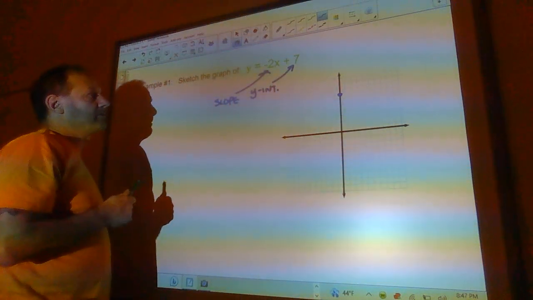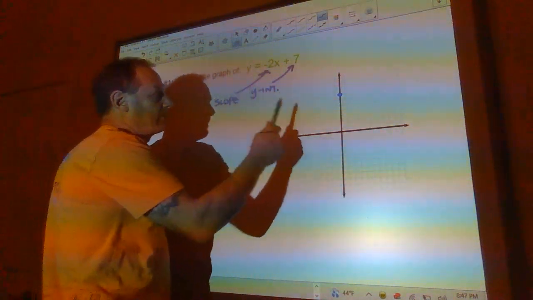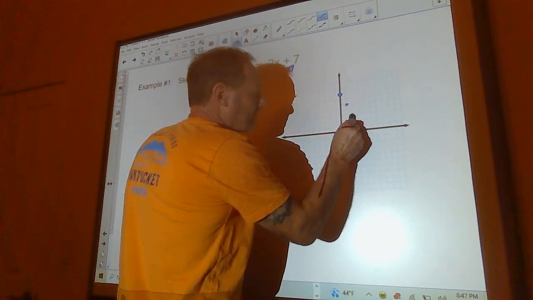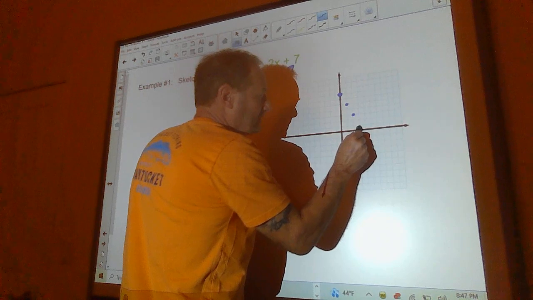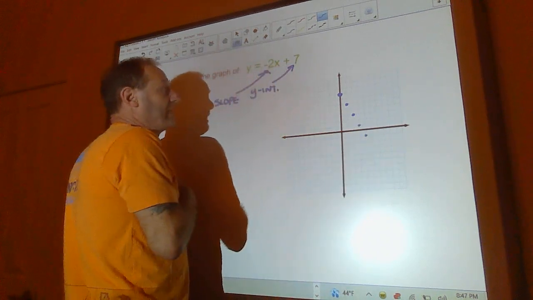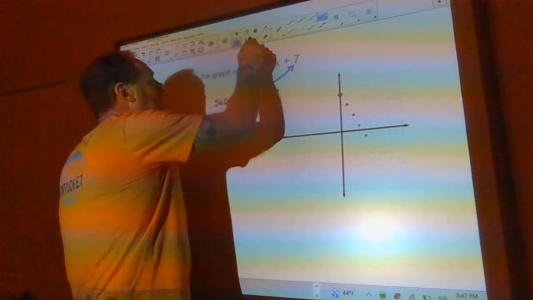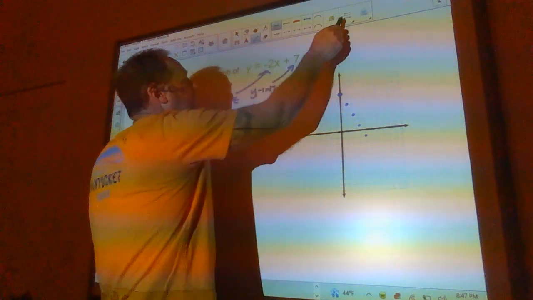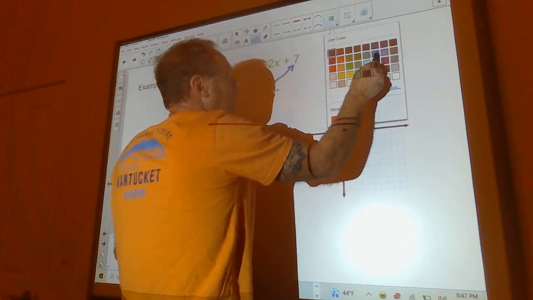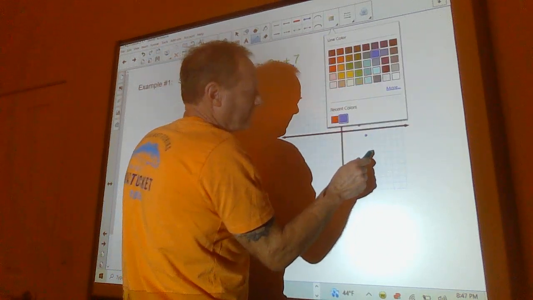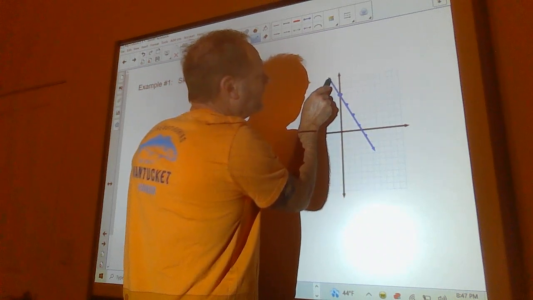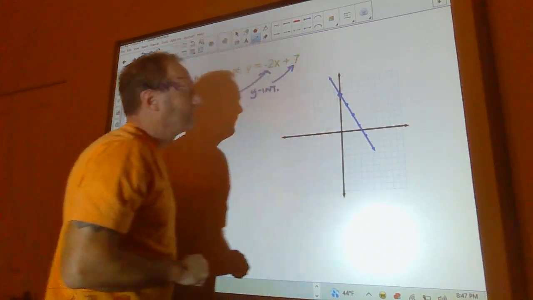My slope is going to be -2, which means I'm going to be going downhill to the right. I'm going to go down 2 and to the right 1. Down 2 and to the right 1. I'm just going to keep doing that. I only really need 2 points, but I always like to have at least 3, though. It helps me draw a better line. And I'm just going to draw my line right there. There's my line.